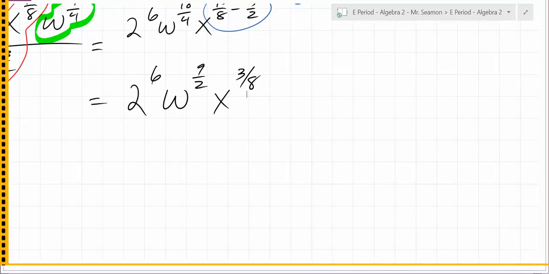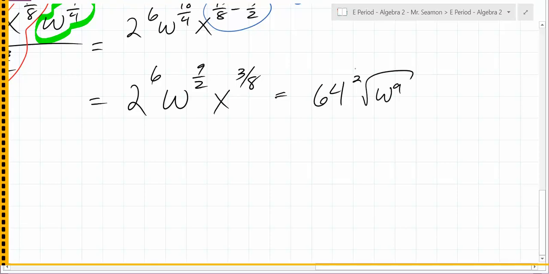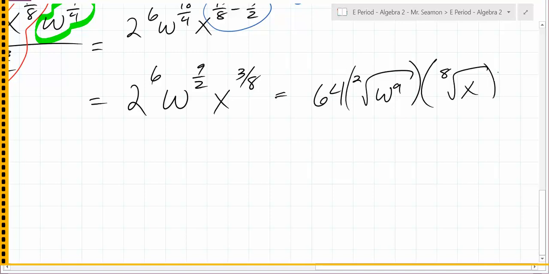If you wanted to write it in radical form, what would it be? What's 2 to the 6th? 64. So it would be 64 times the square root of w to the 9th. I like putting parentheses when I do this because when the radicals are mixed in, it's really hard sometimes to tell them apart from powers. And then what is it? But you'd be fine if you left it in the exponent form? Yes. Okay. Generally speaking, this is exactly what I want right here.